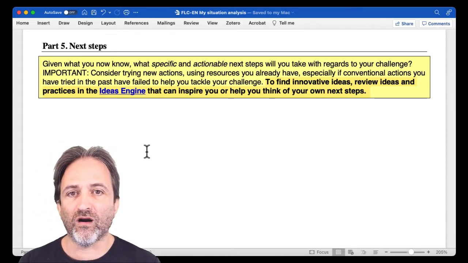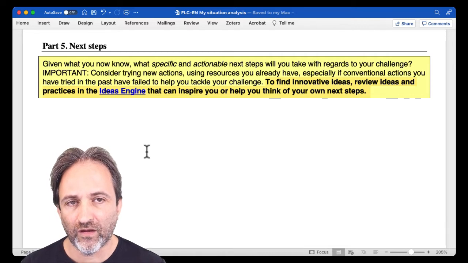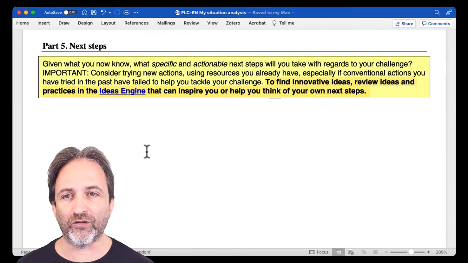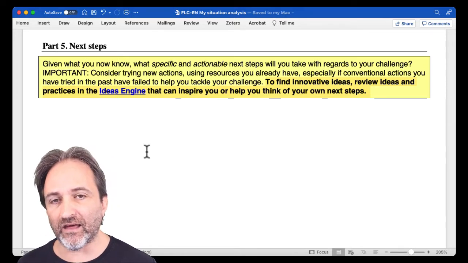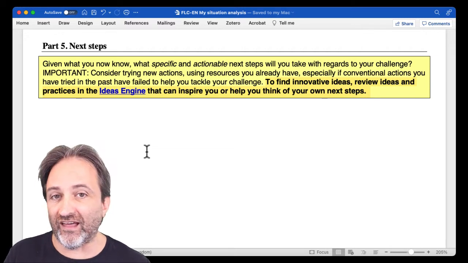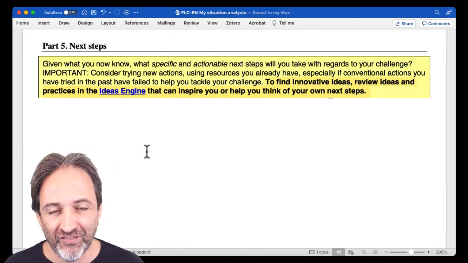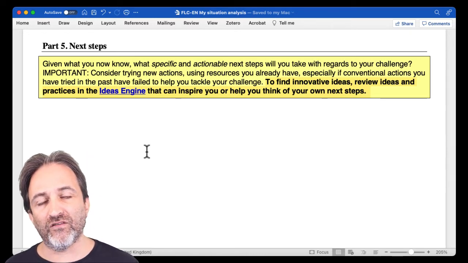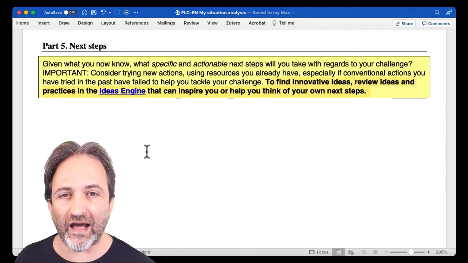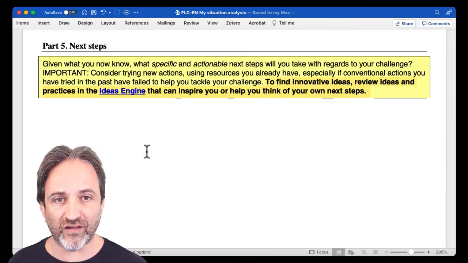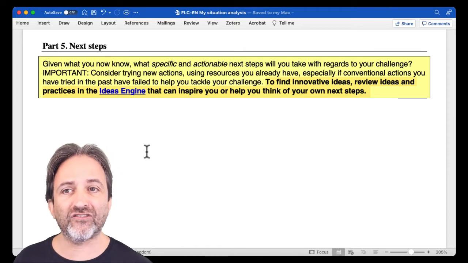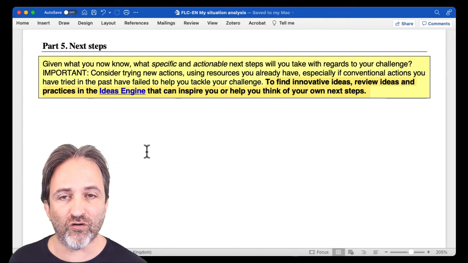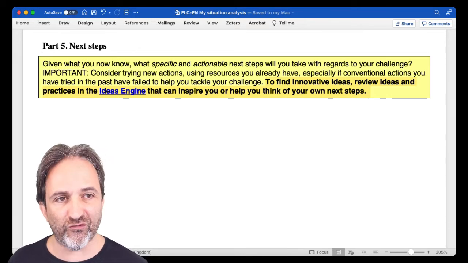If you are doing things against a challenge that is new or different, and if what you usually do hasn't worked in the past, it is likely that if you keep doing what you usually do, that will not work either. So that is where there's a need for innovative ideas. And if you recall the ideas engine, or if you have access to the ideas engine, you can use the ideas engine to help you find actions, next steps, activities that you may not have thought of, that you've never done before, that could actually help you make the difference with respect to your challenge.